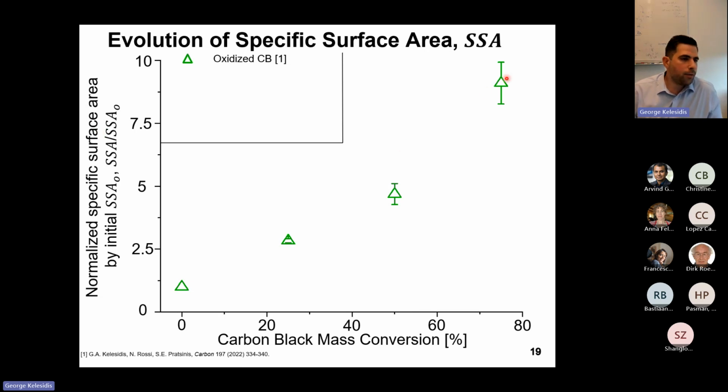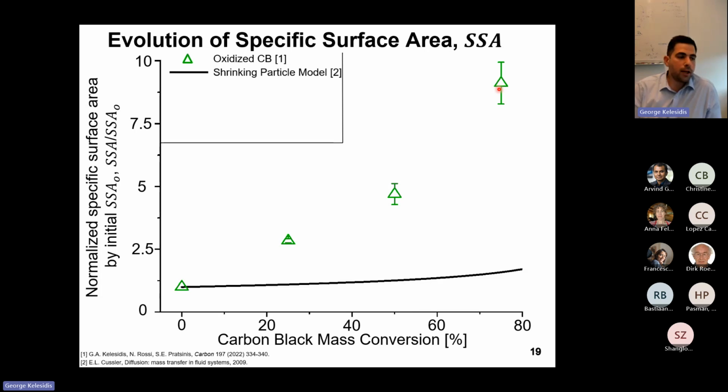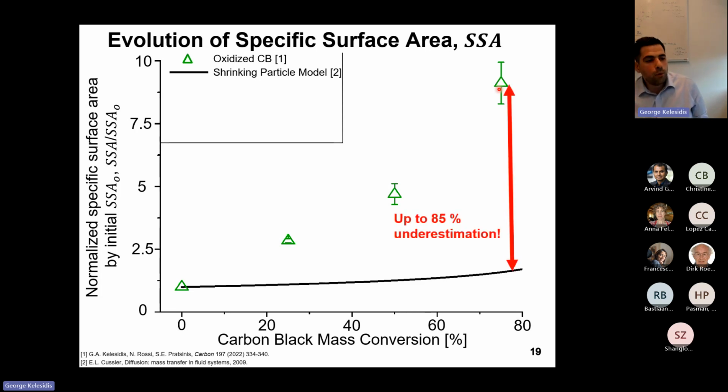The specific surface area over here is normalized with respect to that obtained before oxidation starts. So you can see that at 75% of conversion, the specific surface area of carbon black is enhanced by oxidation by a factor of about 9. Now, we compared the measured specific surface areas to those predicted by the shrinking particle model that is commonly used to elucidate the evolution of carbon black and soot particle size and surface area during surface oxidation alone. So you can see that this model underestimates the measured specific surface area up to 85%. And this is because it neglects the internal oxidation of these carbon black nanoparticles.